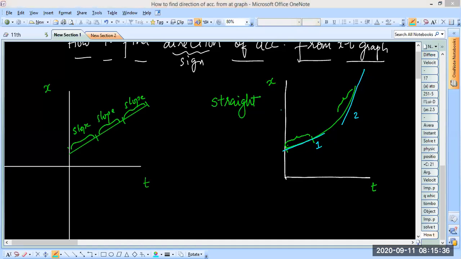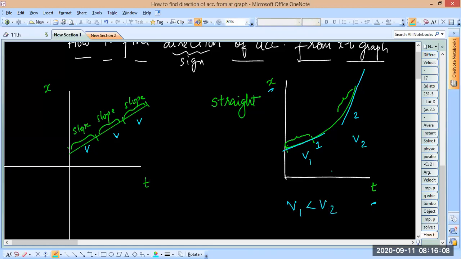Very good. So of course you can clearly see that the slope is changing, right? But I'm sure you remember that from the xt graph, if you find the slope of the tangent, that's velocity. Here, because the slope is the same everywhere, whatever the velocity is here is the same as the velocity here, correct? But over here, this is v1 velocity, and it's going to be less than the v2 velocity, right?